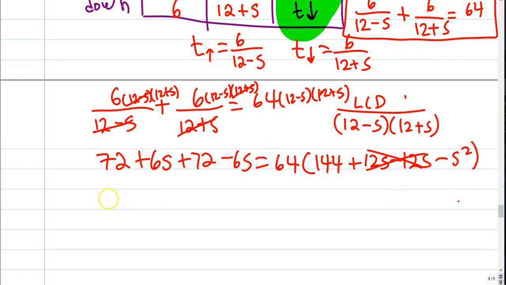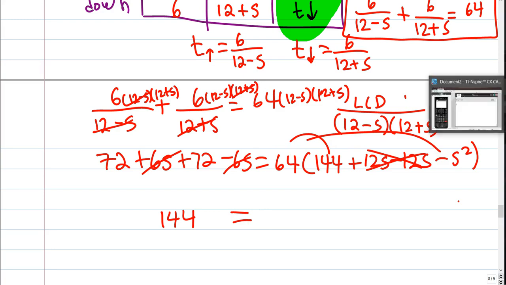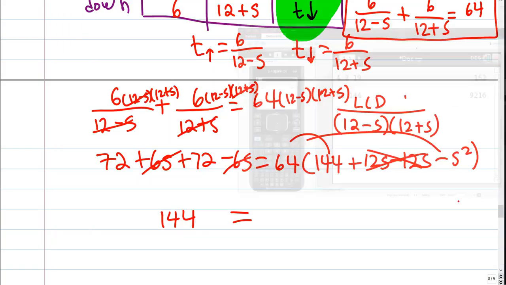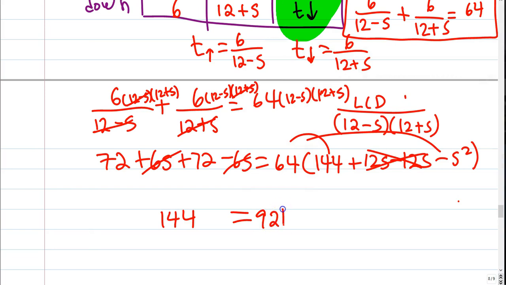On the left side, we have 72 plus 6s minus 6s cancels out. Oh, so 72 plus 72, how about 144? Is equal to, on this thing, we got to distribute a 64. So 64 times 144, not in my head. Not this time. How about 9216? I'm sure we all knew that. Minus 64s squared. You're like, I thought you said this wasn't going to be bad.